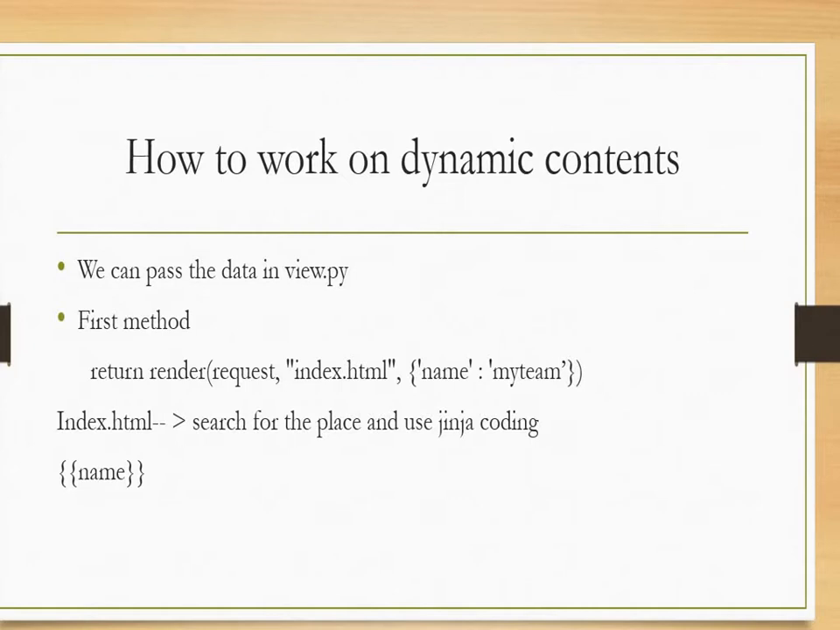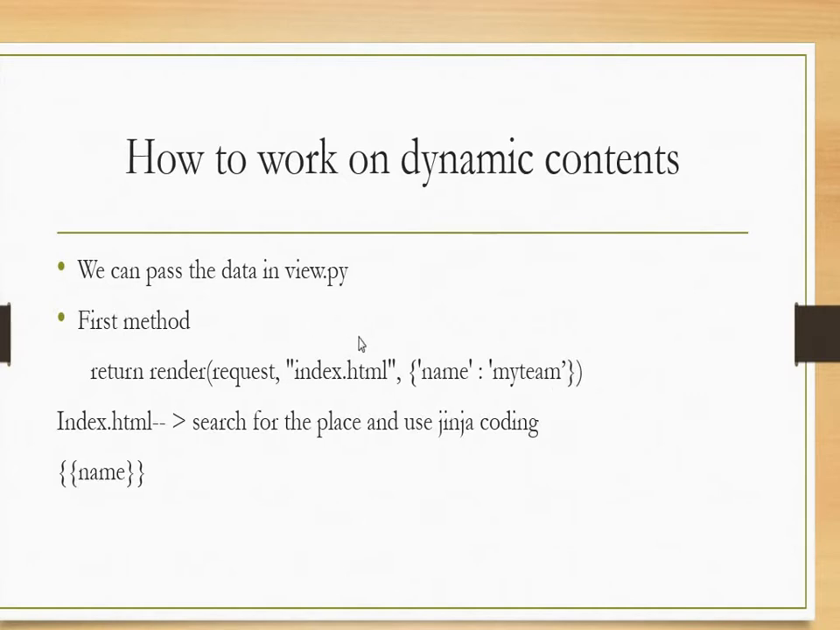We can pass data in views.py. The first method is we can go for return render(request, index.html, {name: my team}). This is the pattern we are going to follow. In the previous class we worked with request and index.html, right? We did not work with name and my team. Whatever we define, that is name, and in the brackets my team. So name is the variable name and my team is the variable value that I am passing to the name.